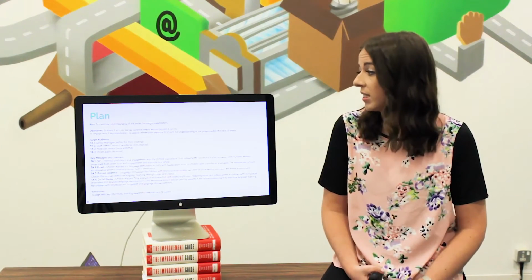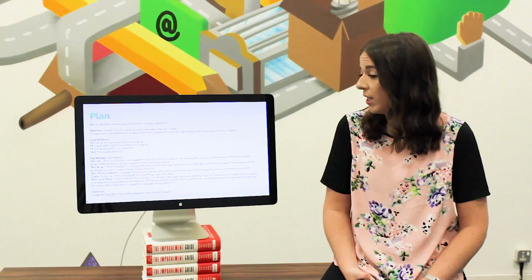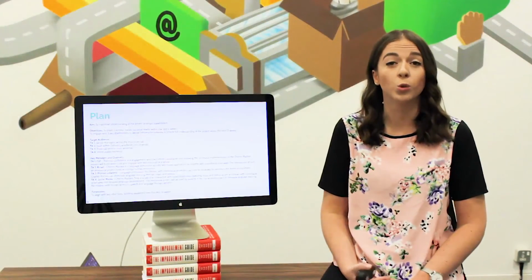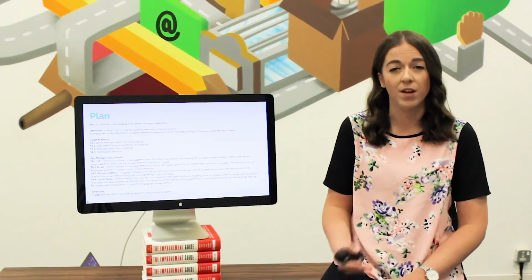The second target audience is staff within the Oxford Craniofacial Unit, and I've chosen email as the channel to communicate with them. The messaging I've put here is: Chatter Matters is a language stimulation activity web-based application for children with craniofacial anomalies. The introduction of such an innovative project could encourage further innovation. Using email as a channel means you can give them much more information, but again you can still keep it quite high level and you can include calls to action within that so that they can get further information if they want.